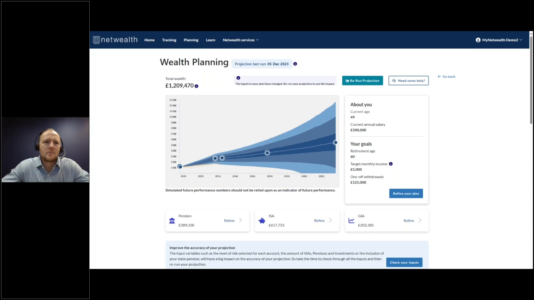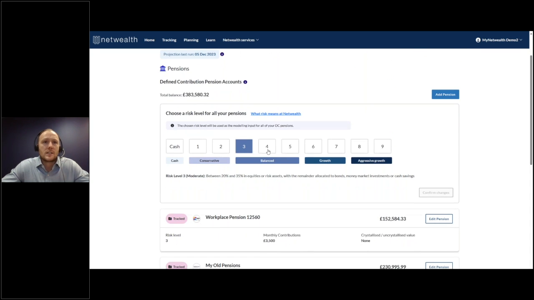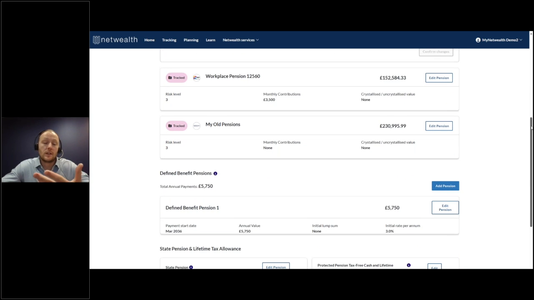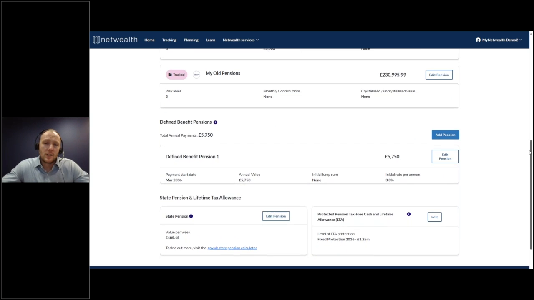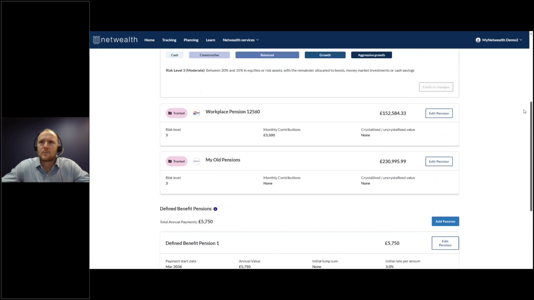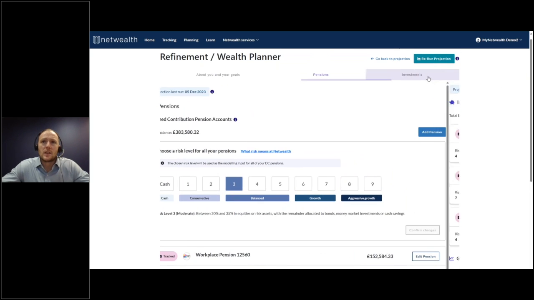So this person has a pension. I've actually put in various pensions, and you can see the risk level this is modelled at. So you can also go back in here, change the risk level, and see what difference that makes to your plan. This person also has a defined benefit pension. You can put in your state pension. You can put in the lifetime allowance, not quite so relevant nowadays, of course, but nonetheless, if that does change, then that will be updated.